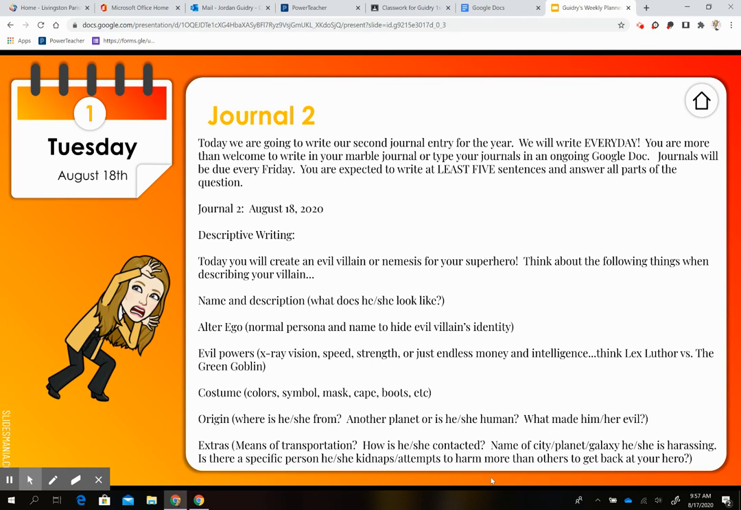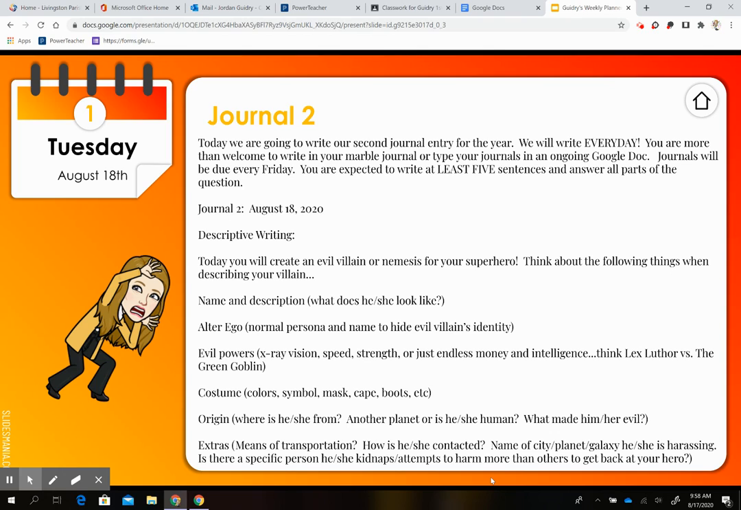Origin. Where did your evil villain come from? Is your evil villain from another planet or is he or she human? And what made him or her evil? Was it some tragic childhood event? Maybe it's like the Penguin in Batman, who is disfigured and so everyone made fun of him. No one wanted to adopt him from the orphanage and therefore he chose to live in the sewers and become an evil villain. Think about things that would cause your character to become evil.